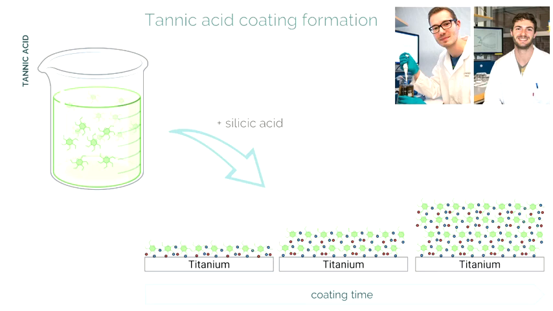And the longer we coat the surface, the thicker the coating we have. For example, here we have a very thin coating. When we coat the surface for 30 minutes, it's approximately 7 nanometers. After some hours, we can have a very thick coating, also in the nanometer range, but it's like 50, 60 nanometers.